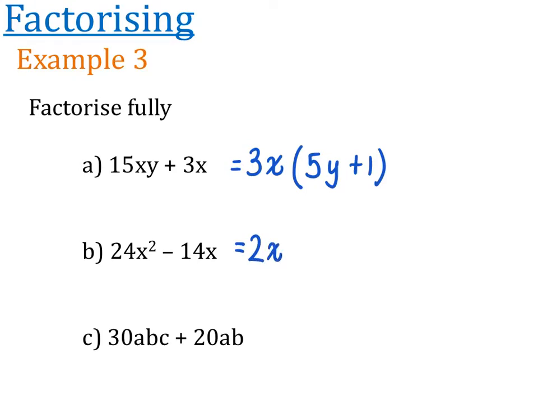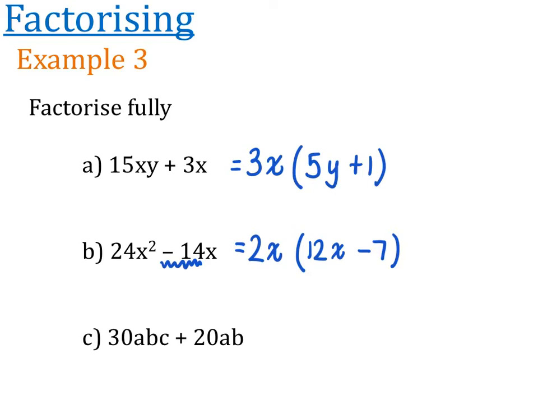So then we go ahead and ask ourselves, what times by 2 gives us 24? And that's 12. And what times by x gives us x squared? And that's just x. And then same thing for the next part. What times by 2 gives us minus 14? And that's minus 7. And what times by x gives us x? Well, we don't have to write anything because it would just be 1. And there we go. That question's finished.